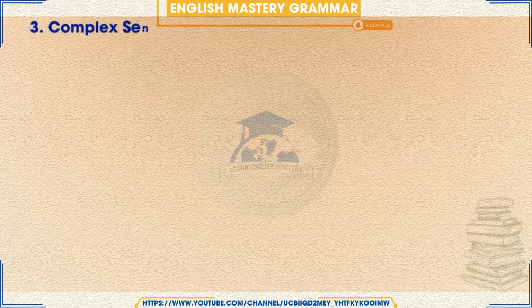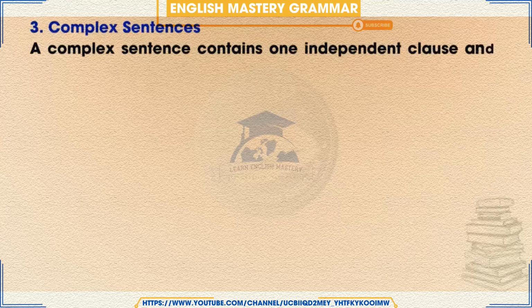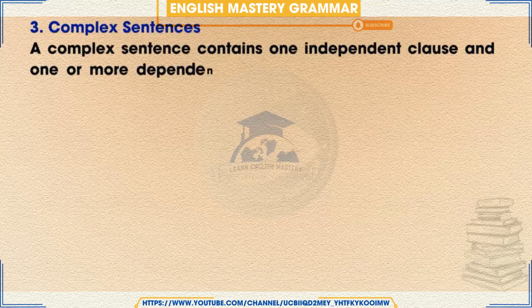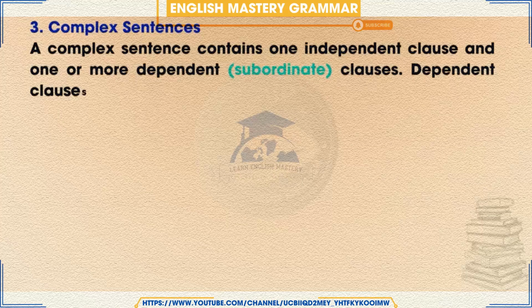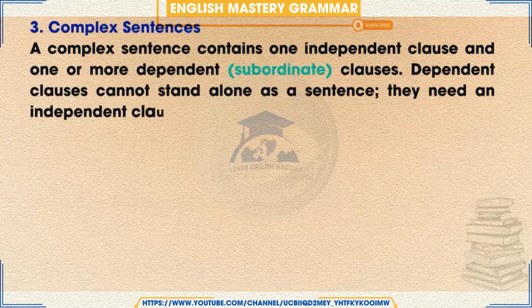3. Complex sentences. A complex sentence contains one independent clause and one or more dependent, subordinate clauses. Dependent clauses cannot stand alone as a sentence. They need an independent clause to complete the thought.